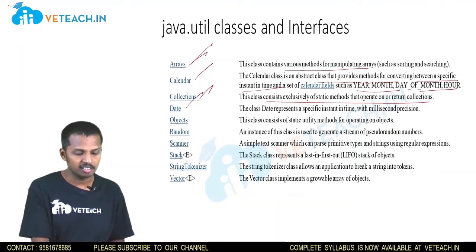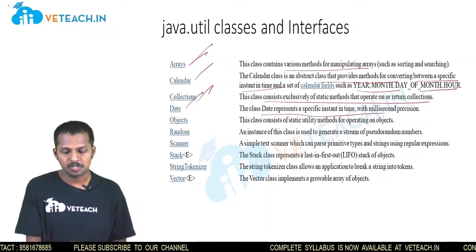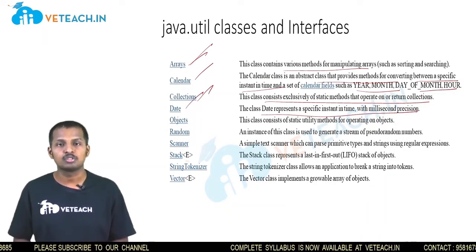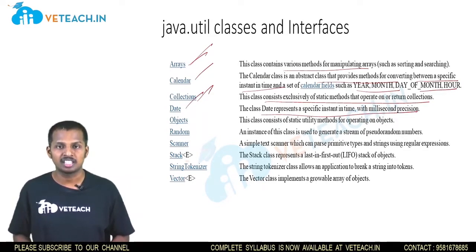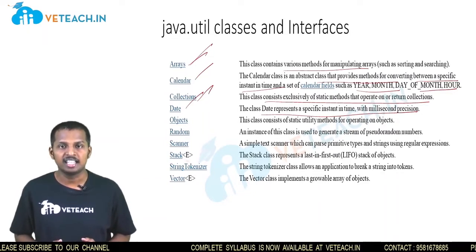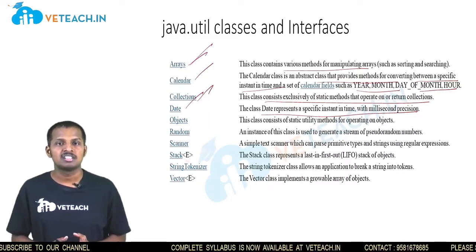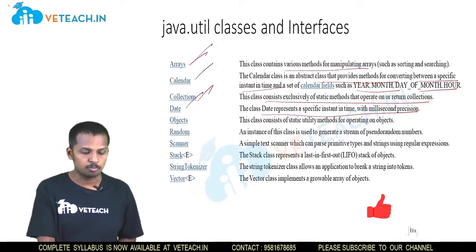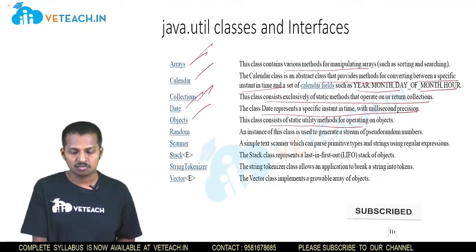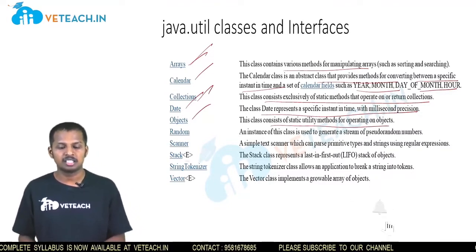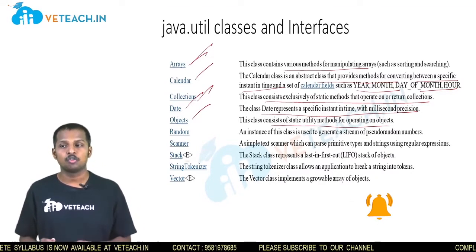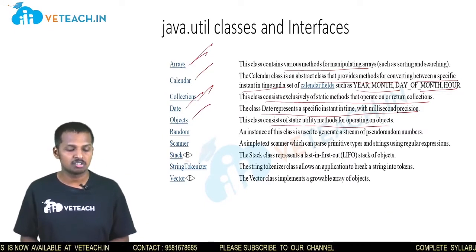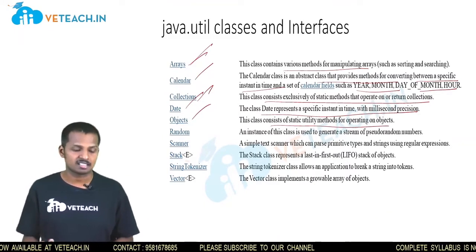Next one, Date. The class Date represents a specific instant in time with millisecond precision. When I try to print the object of a Date class, it's going to print the current date with hours, minutes, seconds, and milliseconds precision also. Next, Objects. This class consists of static utility methods for operating on objects. If I want to work on any objects, there are some predefined methods present in this Objects class.